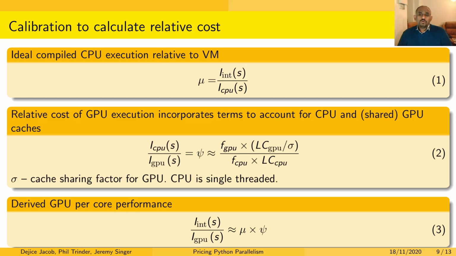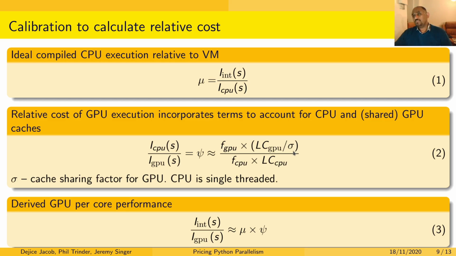Now, to find a relationship between the interpreter and the GPU execution instance, we use this relationship here, psi, where the cost of executing something on a JIT compiled CPU execution stream and the GPU execution stream on the GPU is inversely proportional to the frequency of the execution and the last level cache size. And the last level cache size also has a cache sharing factor.